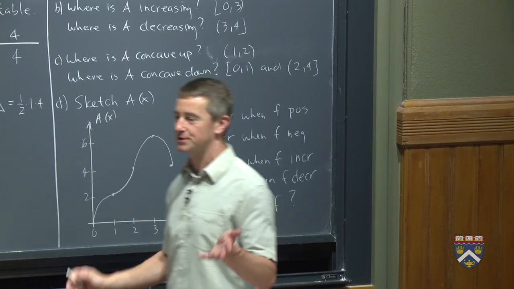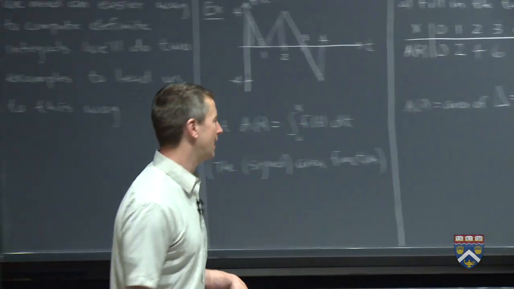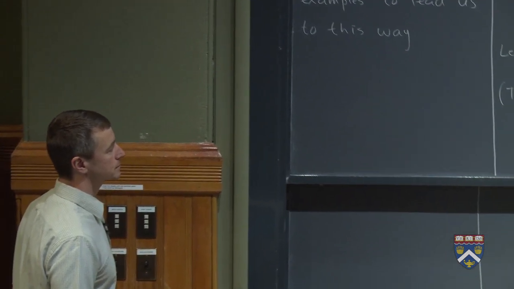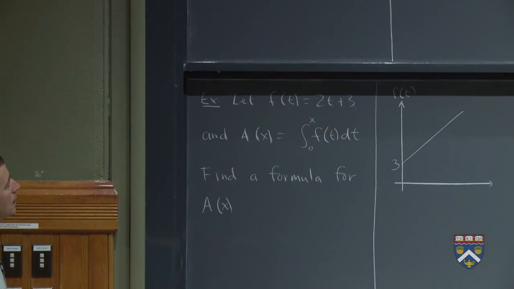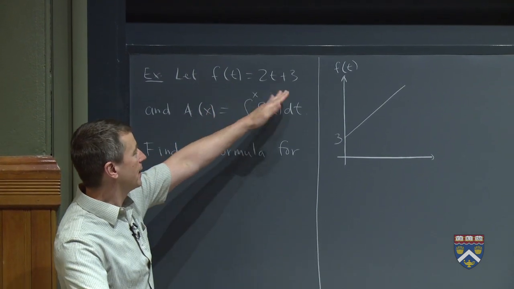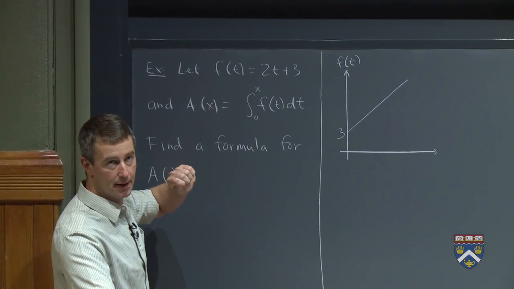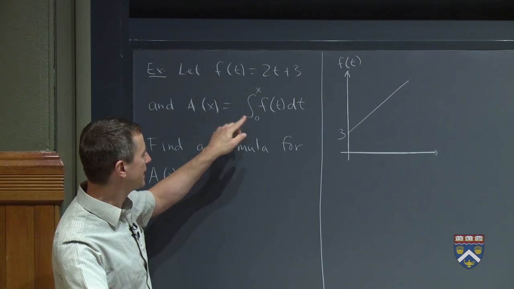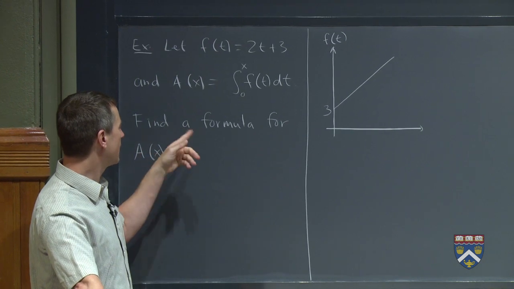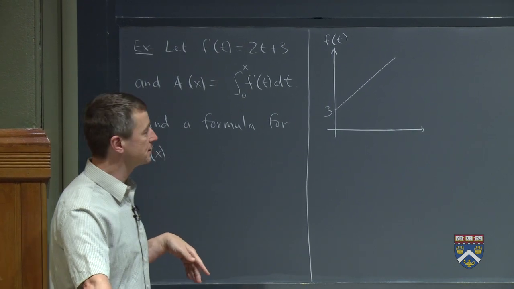Now, of course, maybe I just cooked up this one function to make that happen. So let's try another function. Here, let's try one where we actually have a formula. So again, I'm going to have a function f of t, in this case, 2t plus 3. And I'm going to create an area function, the area from 0 to x under this function f. And we'd like to find a formula for A of x.